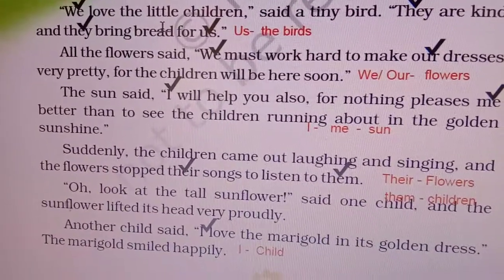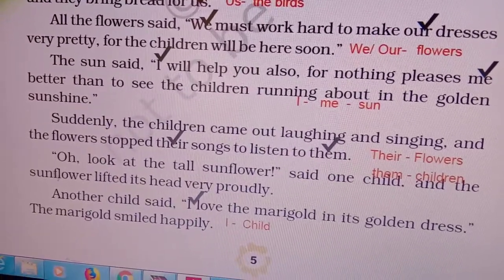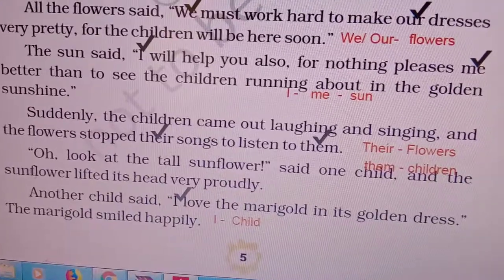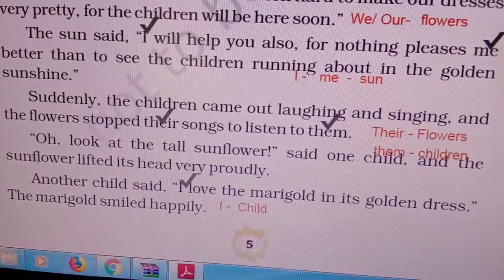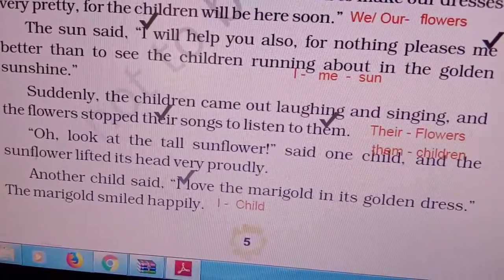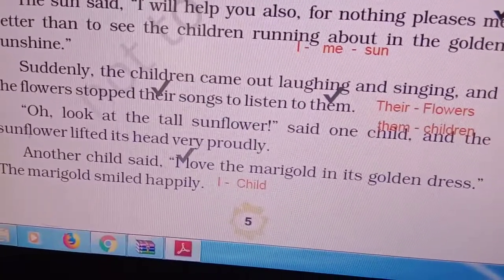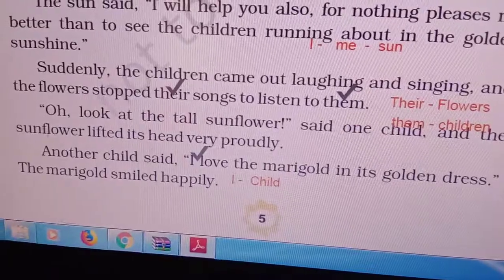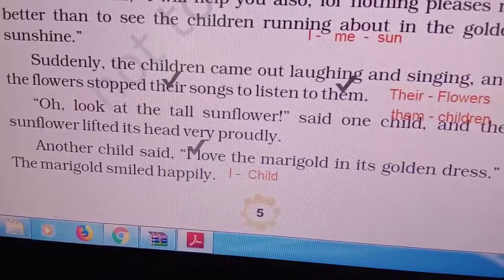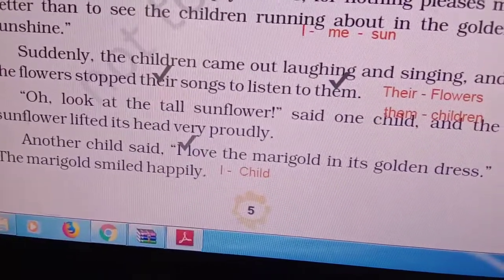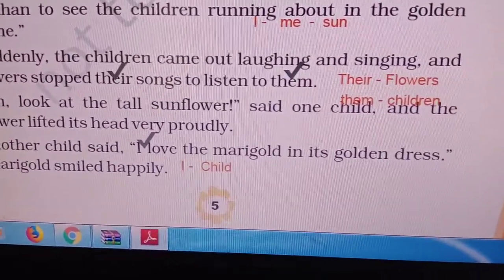Okay, when we say something about the noun... The sun said, "I will help you also, for nothing pleases me better than to see the children." That means the sun also loved to see the children running in the golden sunshine. Suddenly the children came out laughing and singing, and the flowers stopped their songs to listen to them. Their means flowers. To listen to them means children.